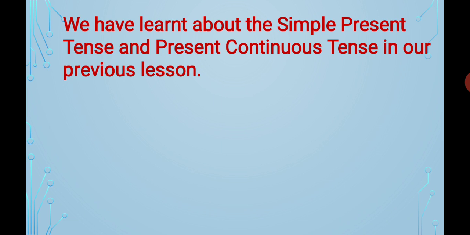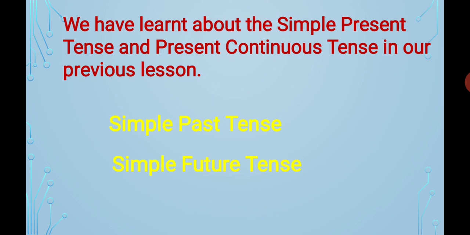We have learnt simple present tense and present continuous tense in our previous lesson. In this lesson number 15, there are two tenses, and they are simple past tense and simple future tense. We already learnt about simple past tense in our previous lecture, and our today's topic is simple future tense.